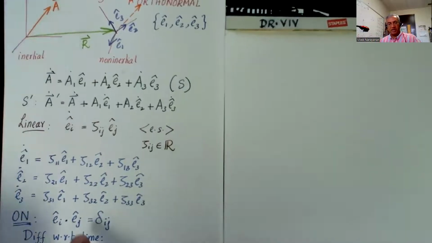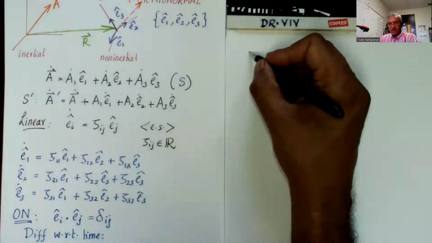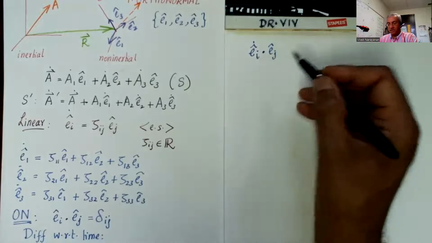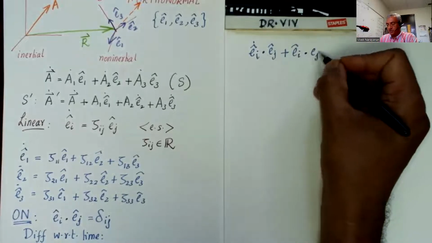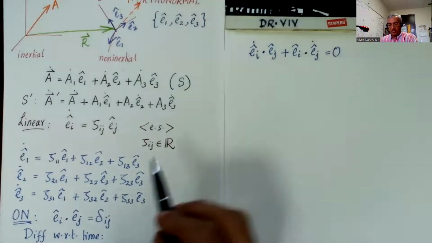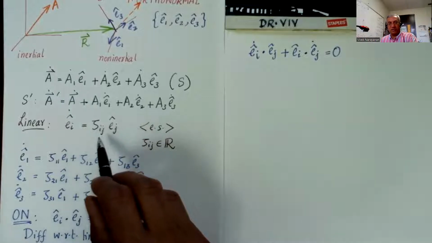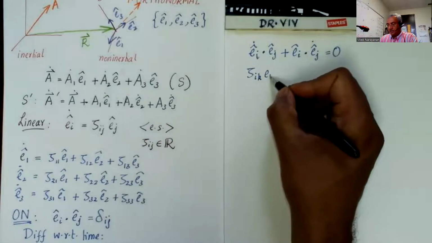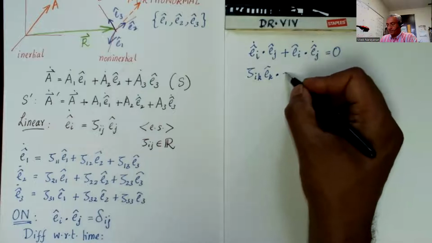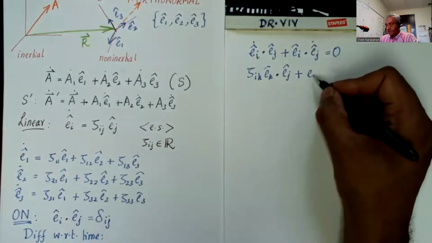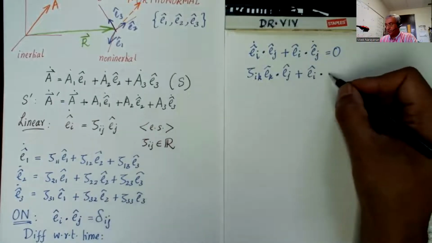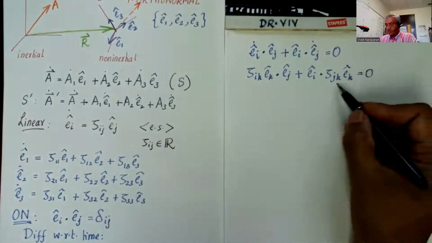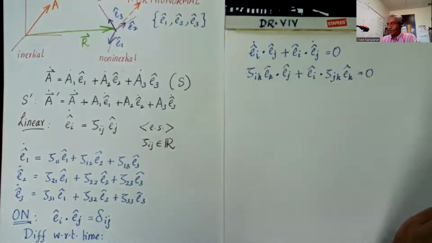Well, when I differentiate with respect to time, I'm going to get, by the Leibniz rule, 2 terms. Let's write those terms. I'll get ei dot dotted with ej, plus ei dotted with ej dot. And that's equal to 0. Now let's substitute for ei dot from this assumption of linearity. So I get zeta ik ek instead of ei dot, and that's dotted with ej. And then here I have ei dotted with ej dot, which is going to be zeta jk ek. So I'm being very careful that the summation indices are not the index that appears over there, because i and j are both free.